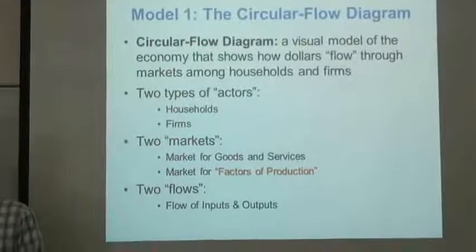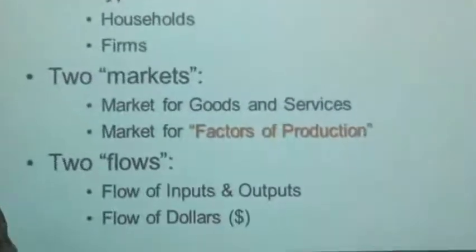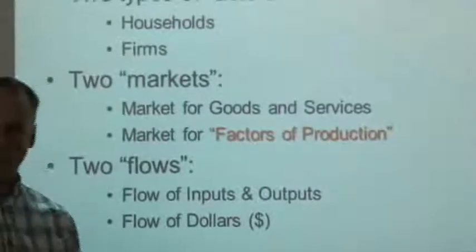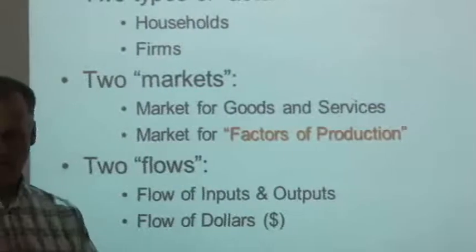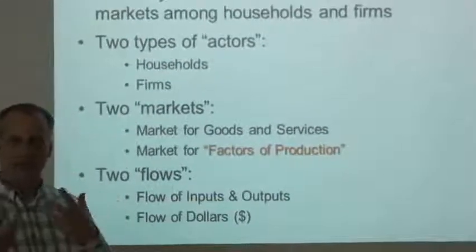There are two flows then. There's the flow of inputs and the flow of outputs, right? We've got two things that are moving. Inputs and outputs are real things that move: my work effort, my land, and the factors of production. The goods and services that I buy, these are real things.